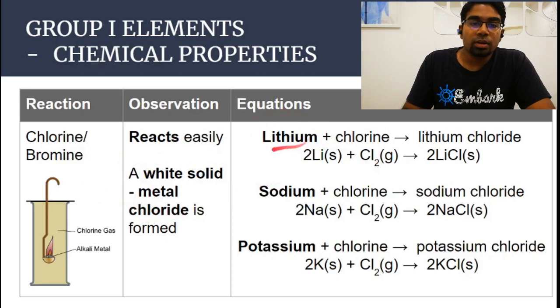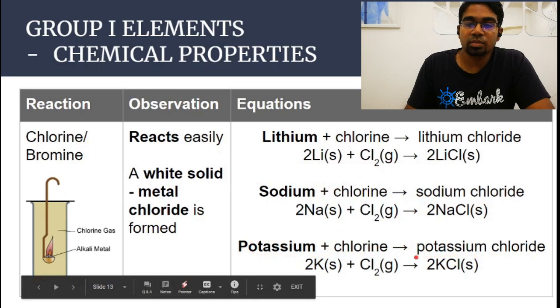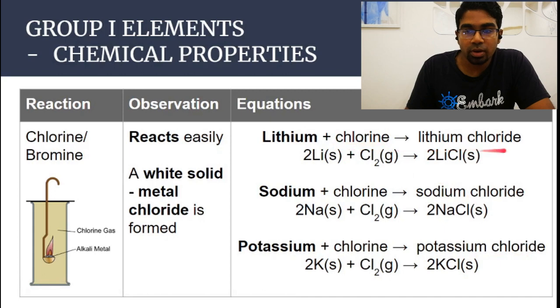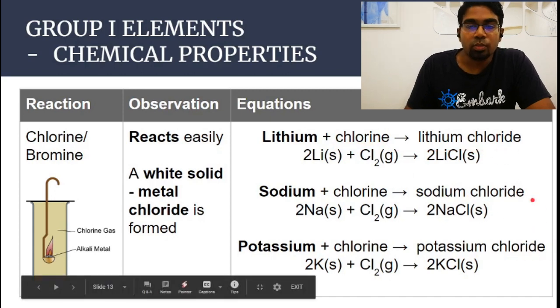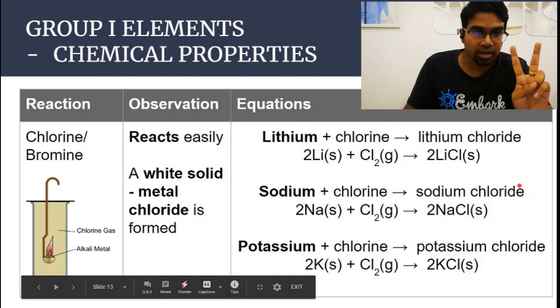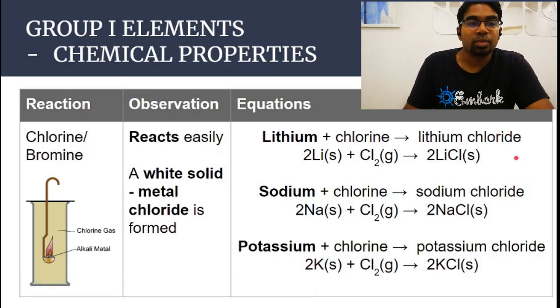So this is the group 1 element, lithium, plus chlorine. We will expect to get lithium chloride. Now chlorine is Cl2, not Cl. Remember to balance the equation. Sodium and chlorine, we get sodium chloride. Potassium and chlorine, we get potassium chloride. If they react with bromine, then instead of chloride, all three will become bromide. So this is the second one, reaction with group 17 elements.